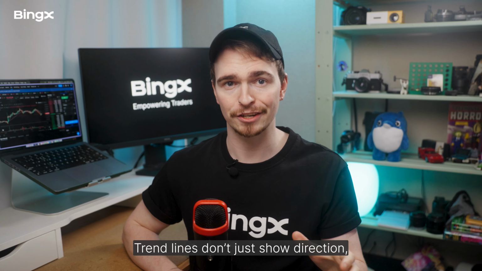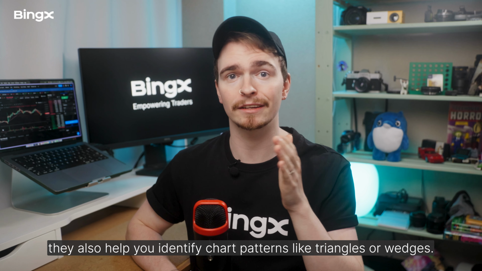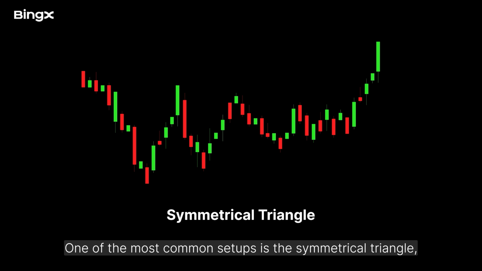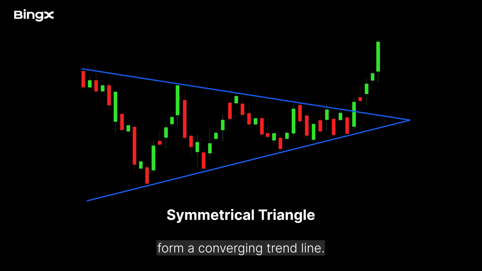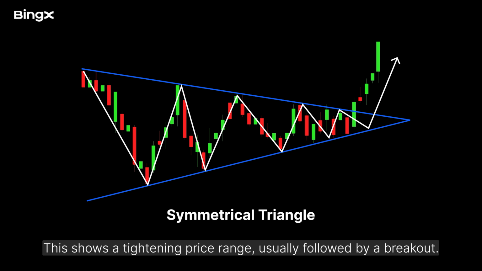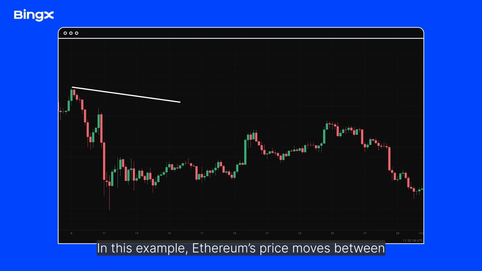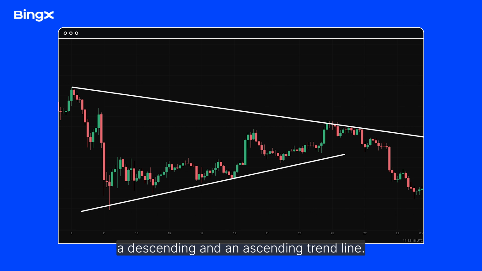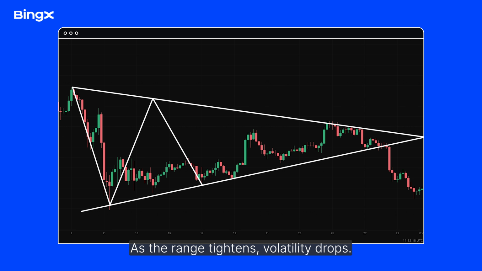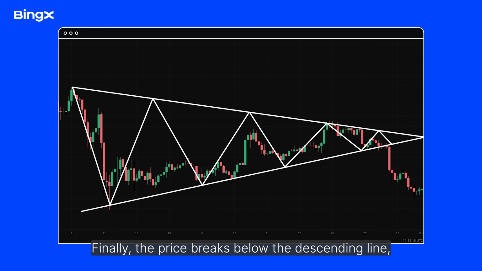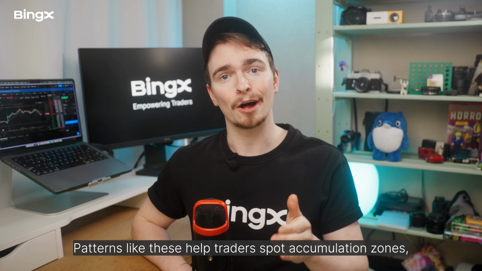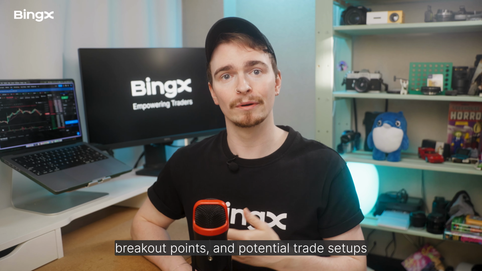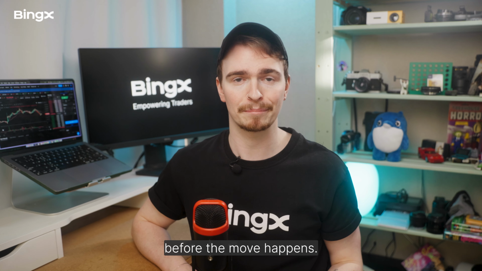Using trend lines to identify chart patterns. Trend lines don't just show direction, they also help you identify chart patterns like triangles or wedges. One of the most common setups is the symmetrical triangle, where a series of lower highs and higher lows form a converging trend line. This shows a tightening price range, usually followed by a breakout. In this example, Ethereum's price moves between a descending and an ascending trend line. As the range tightens, volatility drops. Finally, the price breaks below the descending line, triggering a quick move down to $1,835. Patterns like these help traders spot accumulation zones, breakout points, and potential trade setups before the move happens.